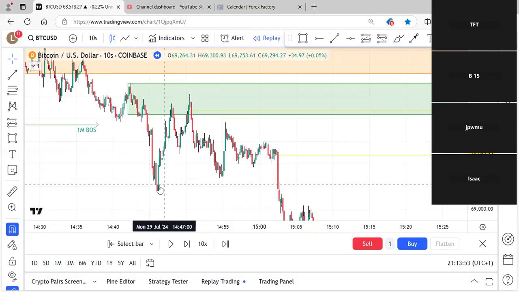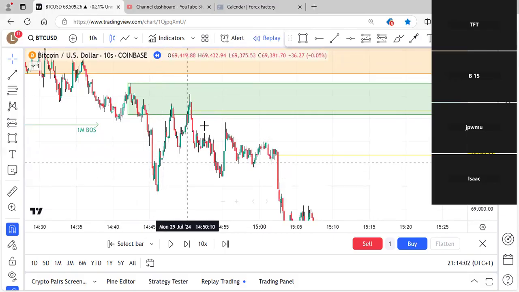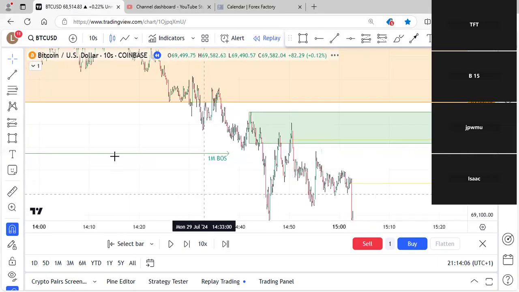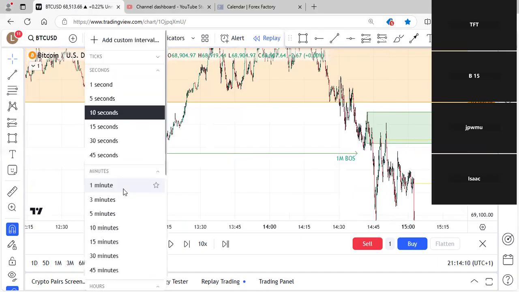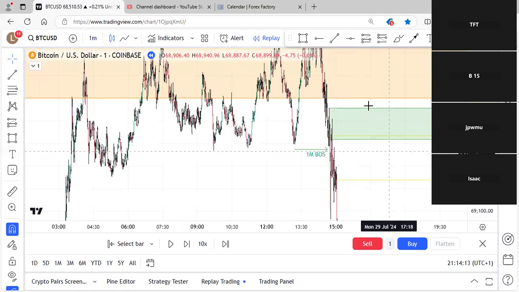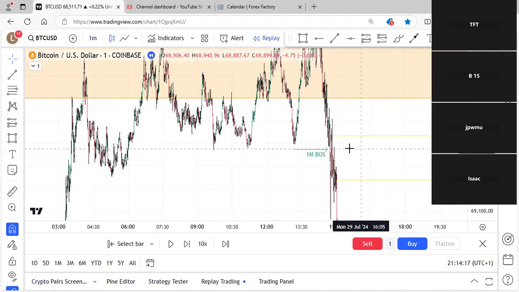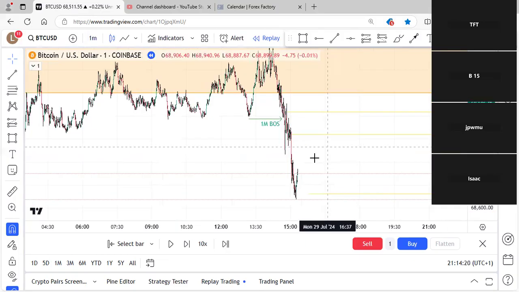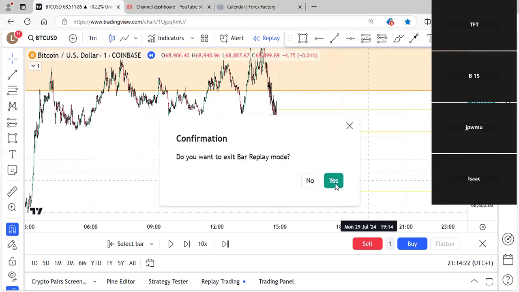I'd have been at work as well, so I wouldn't have got in till at least around here, and that's if I could see it straight away. So that might have been the entry, mate. It's a tricky one, but like I said, I'll definitely be waiting for these imbalances, and if I get a filled one of these and then a breaker structure, mate, I'll be taking the sell.